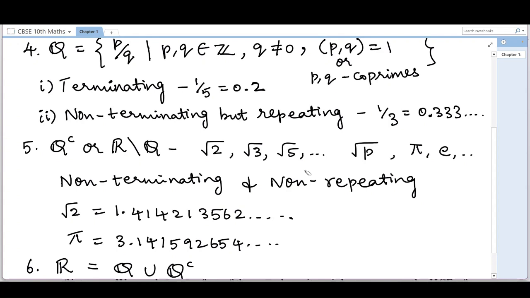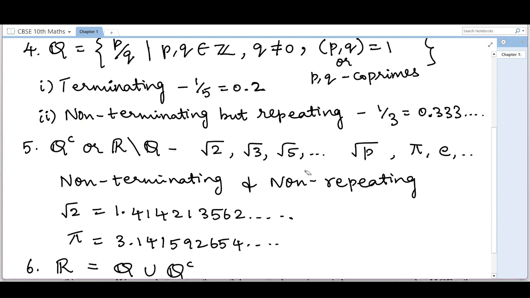The second one is non-terminating but repeating. An example for that is 1 by 3. The decimal expansion of this fractional form is 0.333 etc. So this 3 keep on repeating infinite number of times. But the digit 3 alone is getting repeated. Therefore, this value 1 by 3 is non-terminating, but still it is repeating.